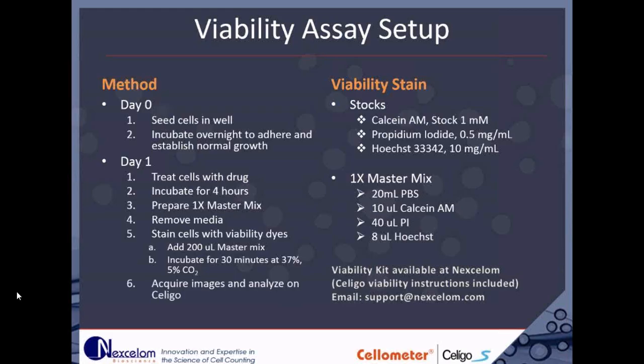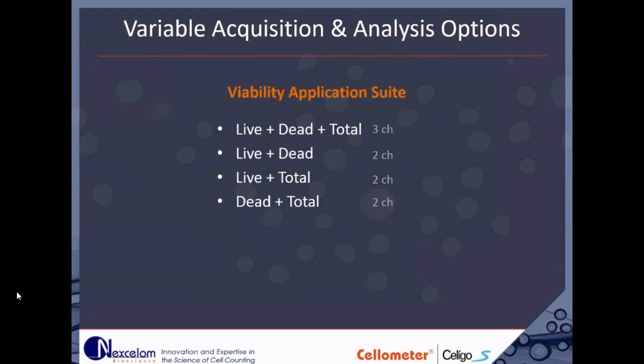Okay, so this is basically what was done on this experiment, and then on the Celigo you'll see Viability Application Suite in the drop-down menu. You have the option of these 4 different ways of imaging. Today we're going to talk about the live, dead, and total 3-channel acquisition, but you have 3 other options if you would rather do those other versions.